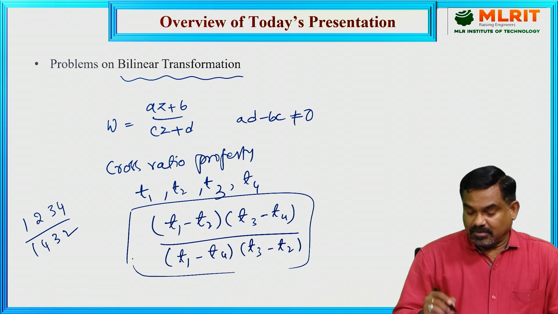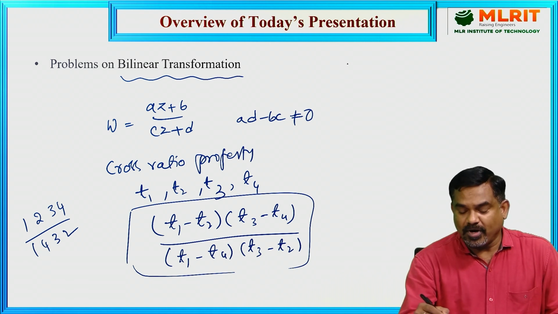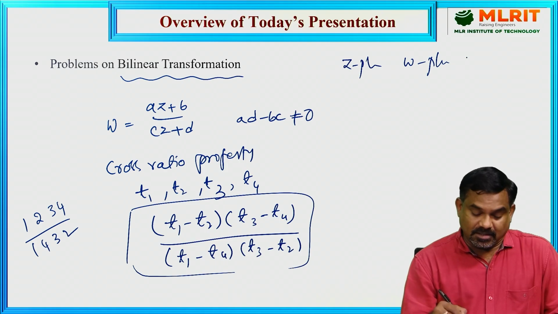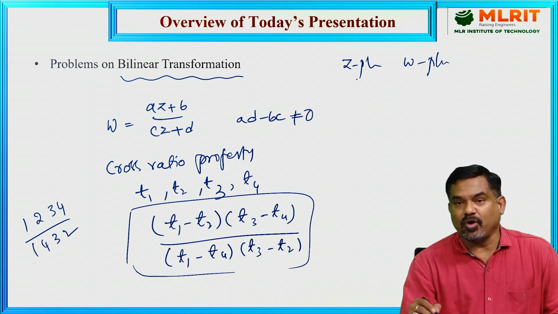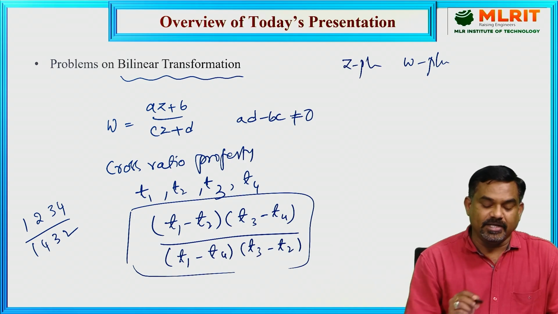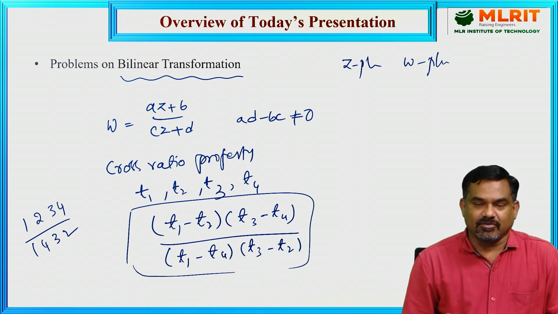And if there are 4 points given in the Z plane and 4 more points in the W plane, then the cross ratio of these two sets of points is the same. So using that property, we can find the bilinear transformation from the given set of points.